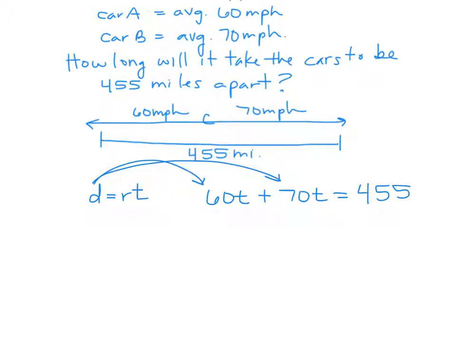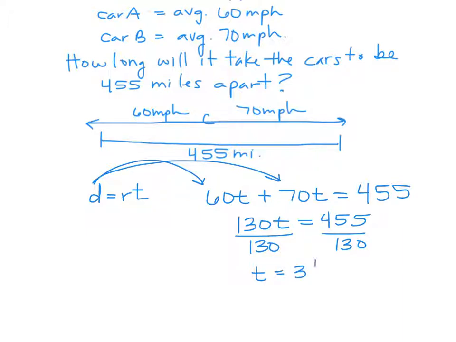Does that make sense? So distance plus distance equals distance, right? Rate times time plus rate times time equals distance. So what you're going to do is simplify this and solve for t. So this is 130t equals 455, and then you divide by 130. So t is 3.5 or 3.5 what? Hours. Okay, after 3.5 hours, they will be 455 miles apart.